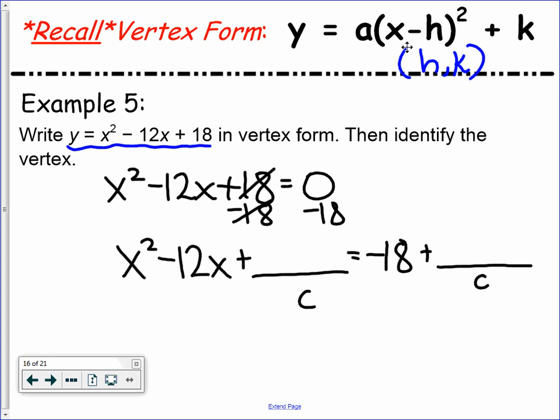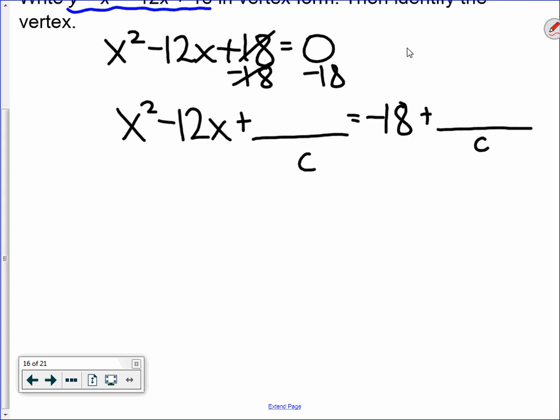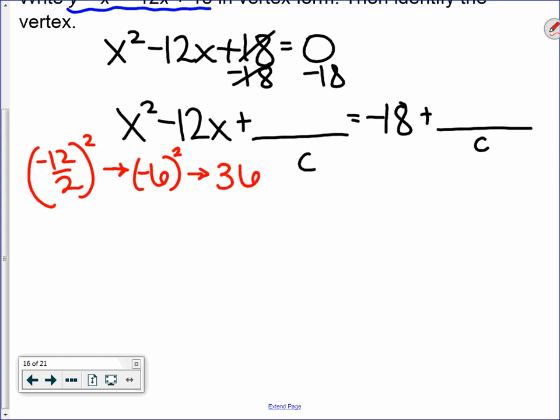Now what we're going to do is we still have to find the c value. We're going to take negative 12 divided by 2. We've got to square that. So negative 12 divided by 2, please make sure that you're showing this step. Negative 6 squared is 36. So we're adding 36 to both sides of the equal sign.